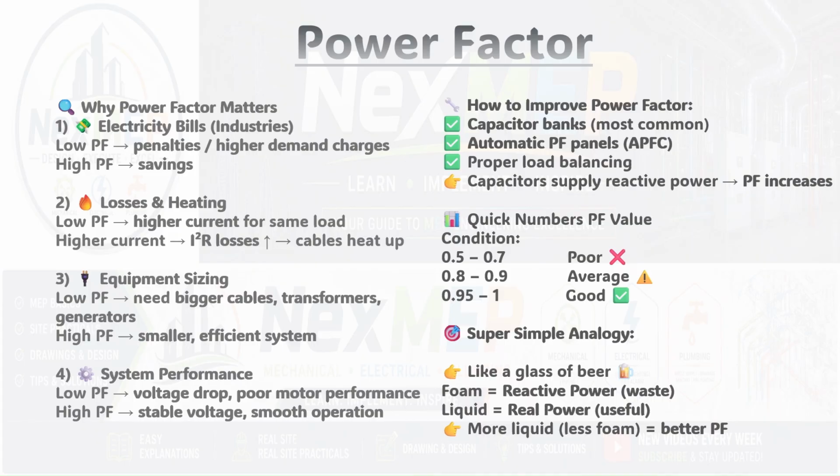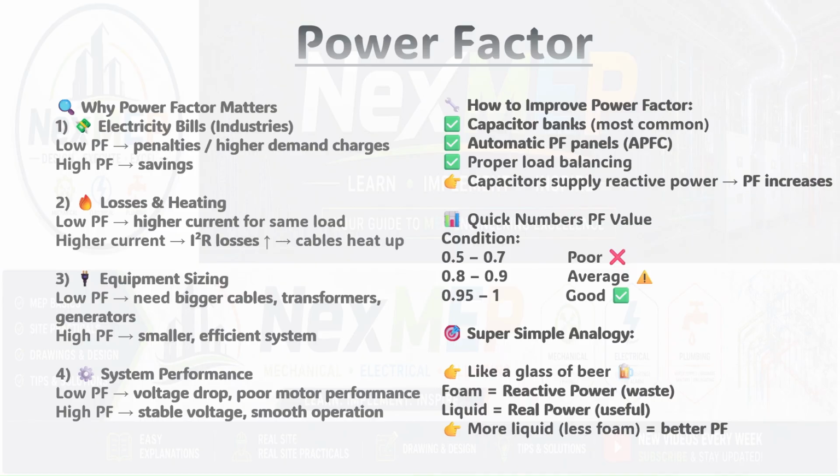Number 3, equipment sizing. With a low power factor, you need bigger cables, bigger transformers, bigger generators. But with a high power factor, you can design a smaller, more efficient system, saving both money and space. Number 4, system performance. Low power factor causes voltage drops and poor motor performance. High power factor gives you stable voltage and smooth operation.